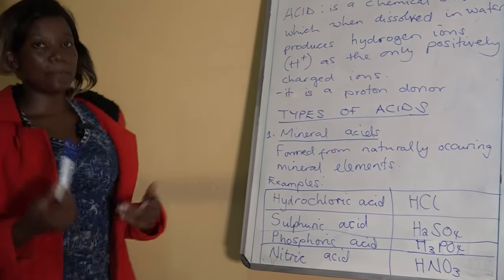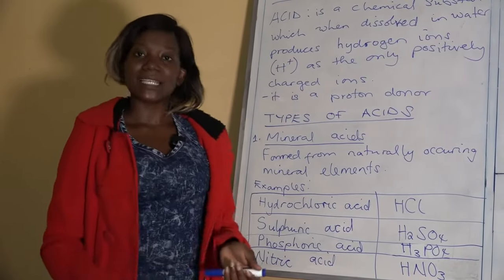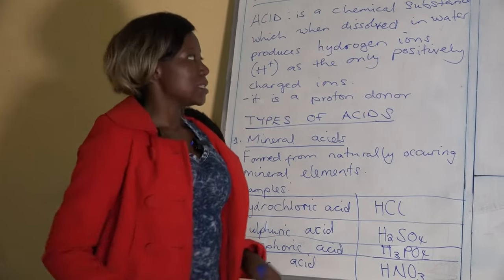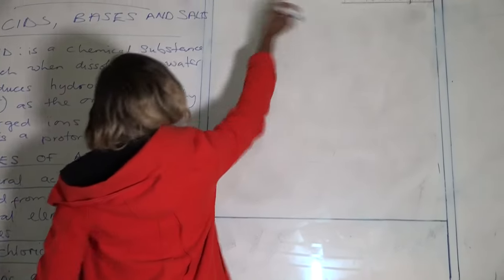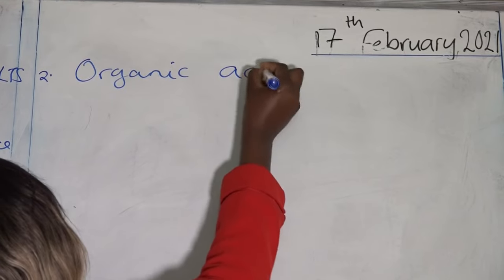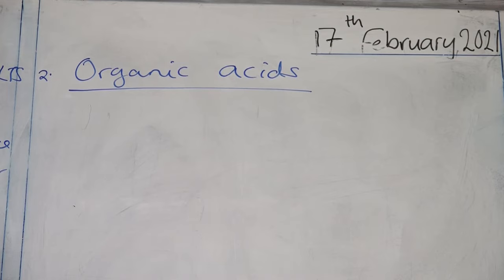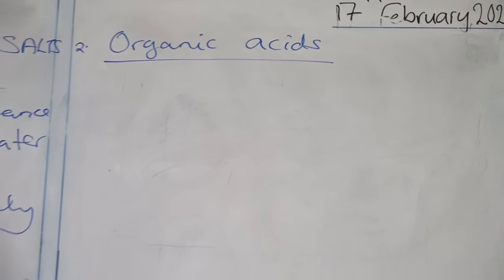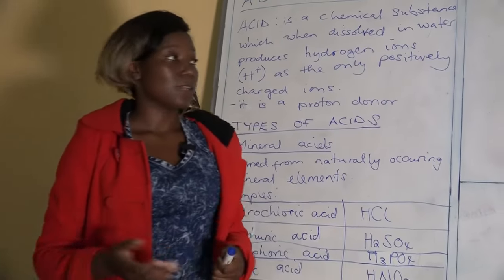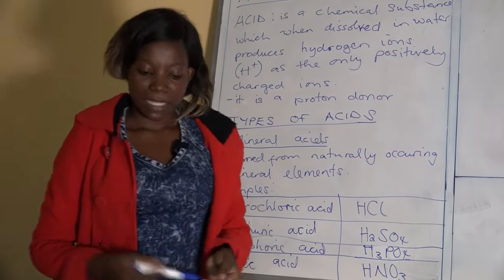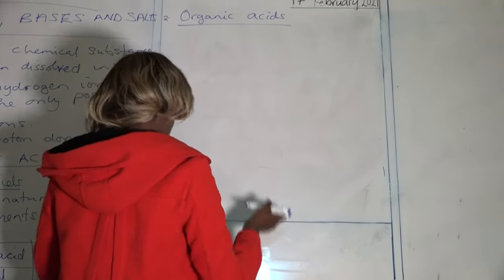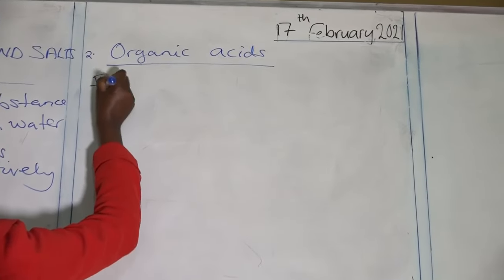I said acids can be classified into two. Number one, we have looked at mineral acids, which are formed from naturally occurring elements. The second type of acids are organic acids. These are formed from plants and naturally occurring living organism matter, naturally occurring organic matter.